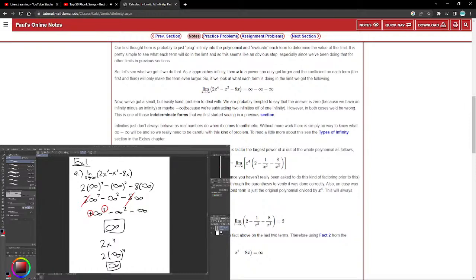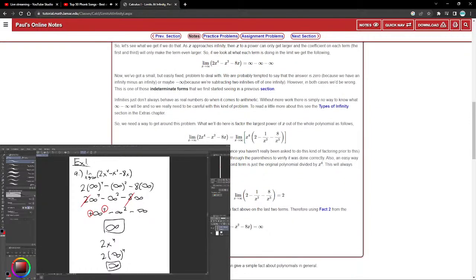So we need a way to get around this problem. What we'll do here is factor the largest power of x out of the whole polynomial as follows.